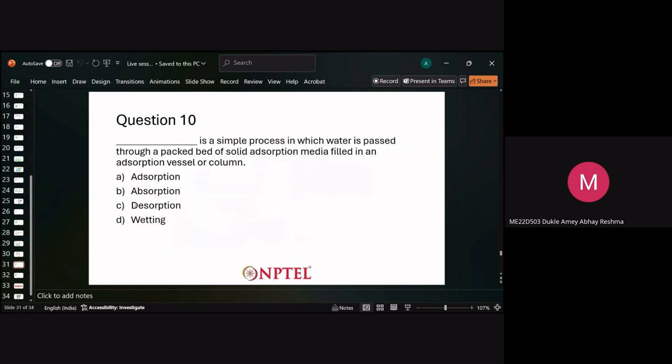Basically, this is a throwaway question, and it is not formulated properly, but still we have to solve it. Dash is a simple process in which water is passed through a packed bed of solid adsorption media filled in an adsorption vessel or a column. So the answer is adsorption. It is an adsorption process.